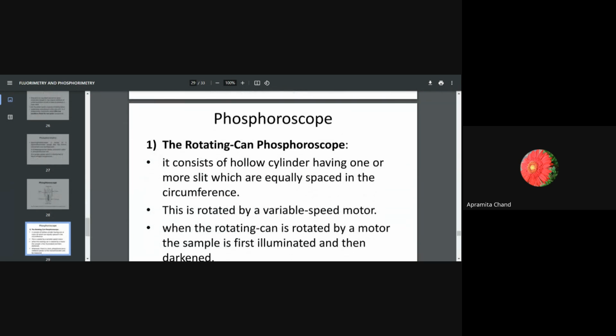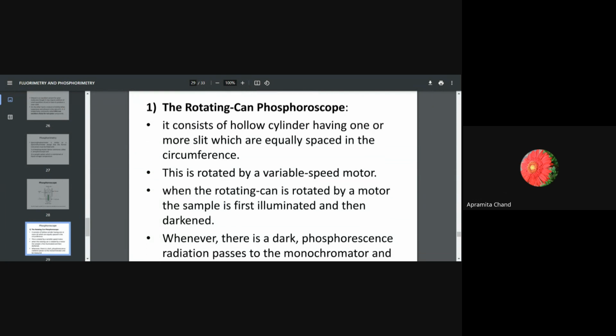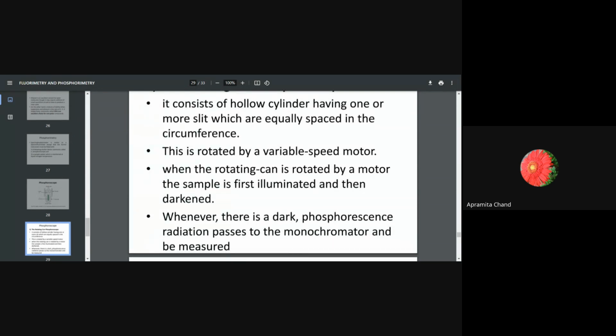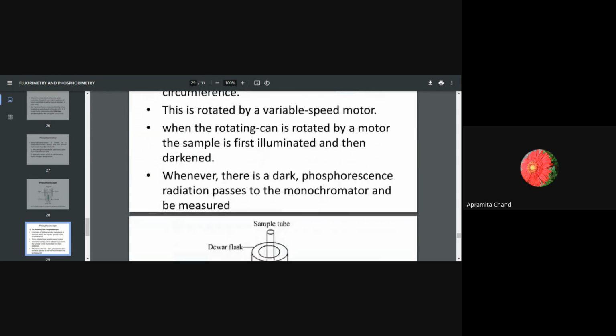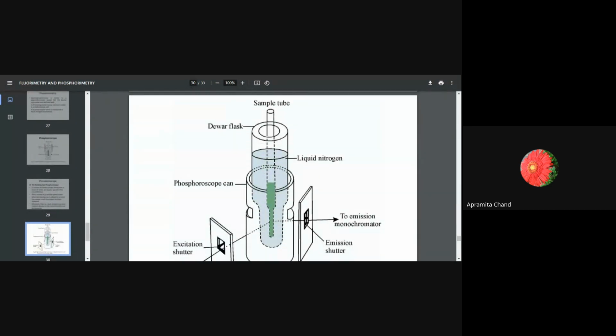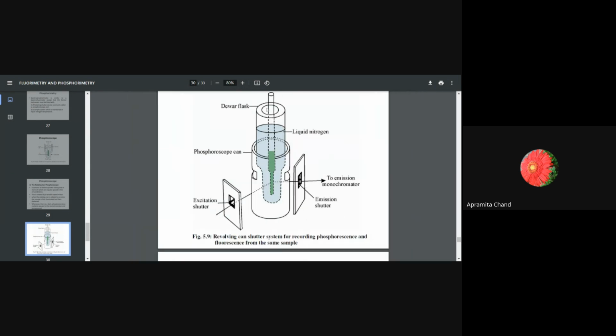The phosphoroscope can also have variations. You can have a rotating can phosphoroscope. This is a hollow cylinder with slits equally spaced along the circumference, and the entire thing rotates at variable speed. First the sample is illuminated, and then it is darkened. Whenever there is a dark phase, the phosphorescence radiation passes to the monochromator and is measured. This is the setup of the rotating can phosphorimeter.